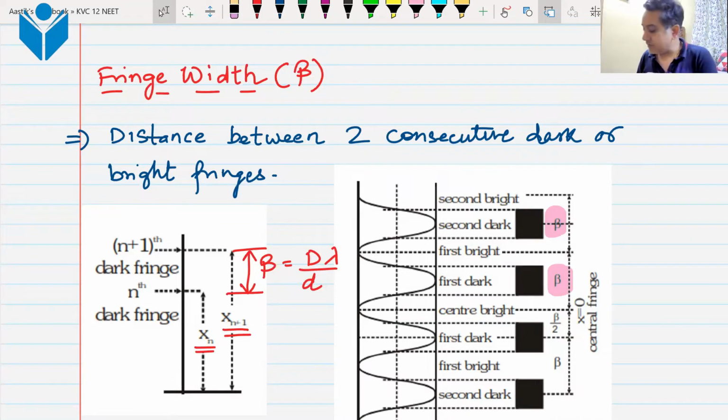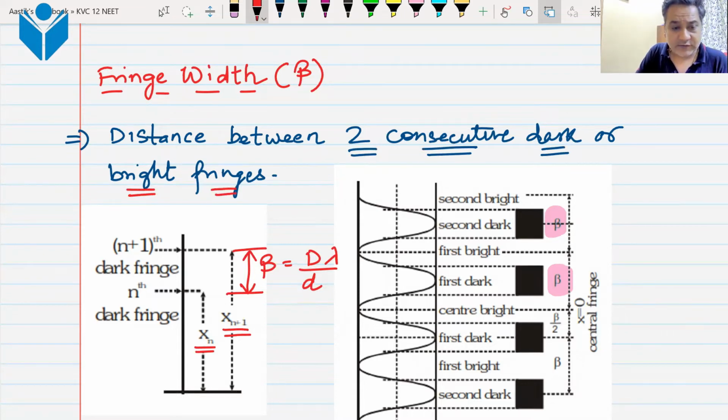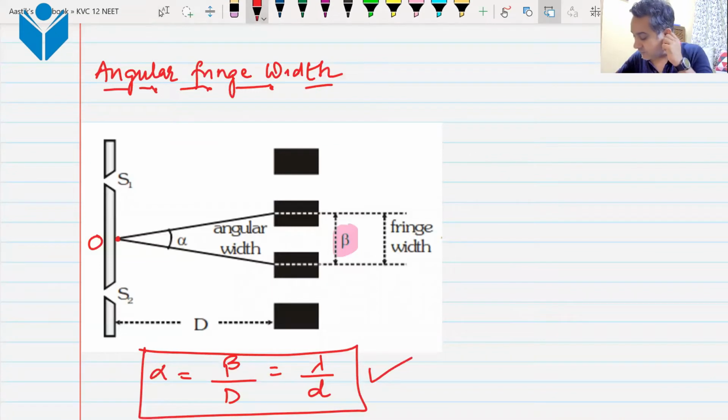We understand what you mean by a fringe width. Fringe width is the distance between any two consecutive dark or any two consecutive bright fringes. Yes or no? Yes, sir. And we had found out the value of that fringe width, that was equal to capital D lambda by small d. We had also seen the angular fringe width, and the formula for angular fringe width is lambda by small d or beta by capital D. Everyone understands this? Yes or no?